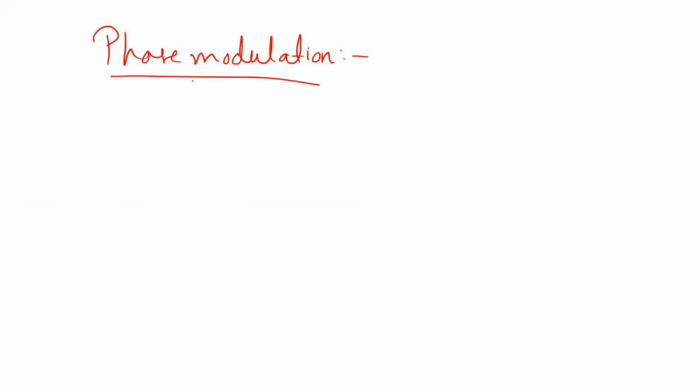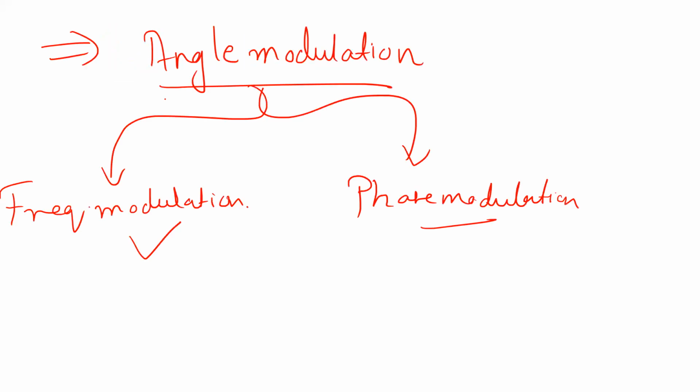Okay, so what do you mean by phase modulation? Jerry, can you define phase modulation for me? Phase modulation is a technique in which the phase of the carrier signal varies with respect to instantaneous changes in the message signal. Excellent. Very good.